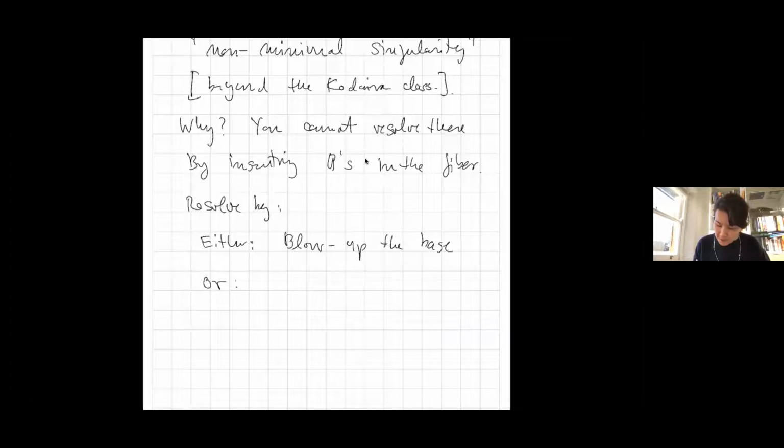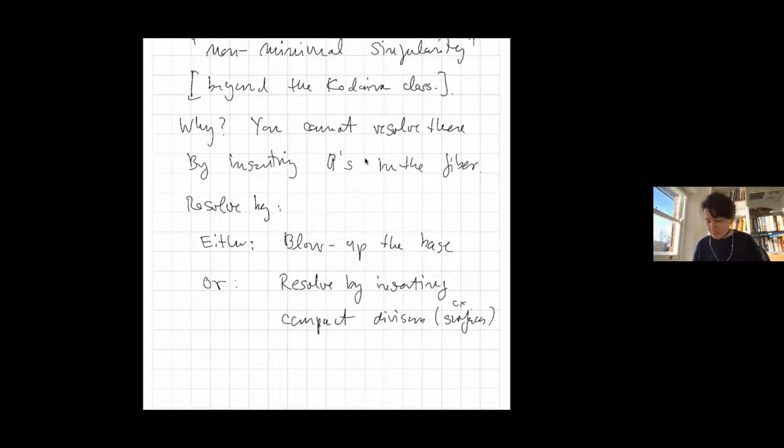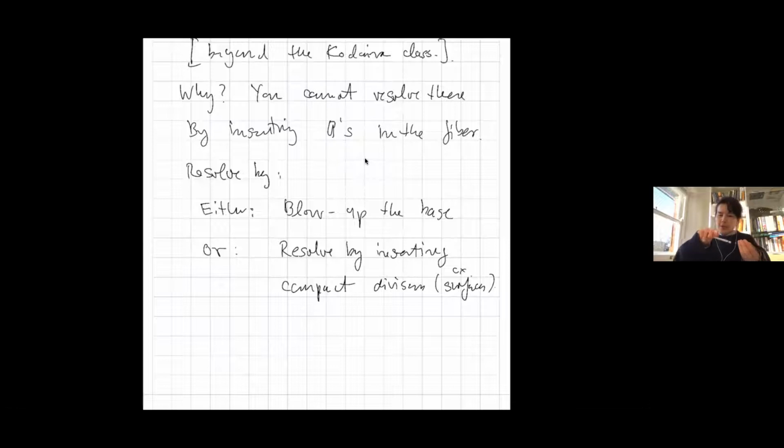Or you can resolve it by inserting compact divisors, so complex surfaces. The fiber then isn't just a complex one-dimensional object, a complex torus, but at particular loci it can resolve the geometry by including a compact divisor that smooths this too. So you have either the option of blowing up the base or blowing up the fibers by inserting a compact divisor, and that's what's called a non-flat resolution.